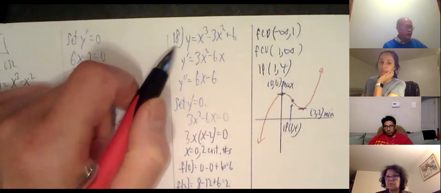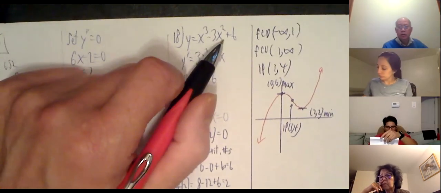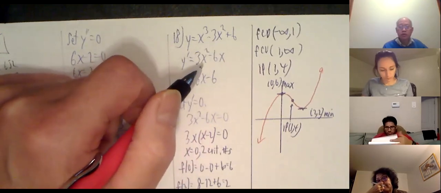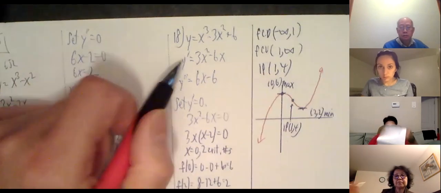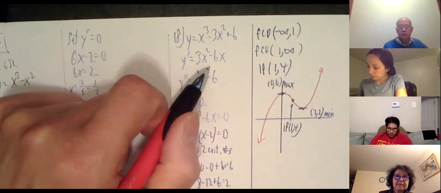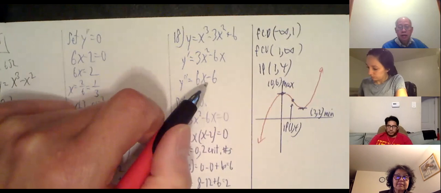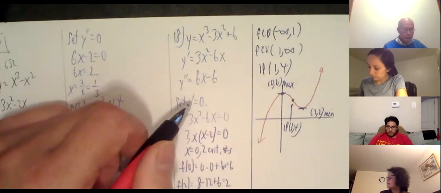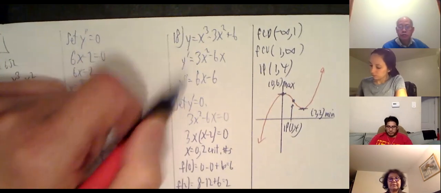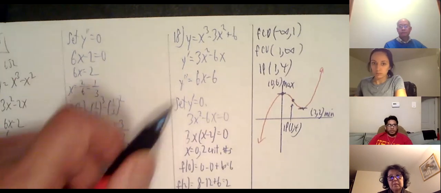Okay, 18, or I should more accurately say my 18, I'm not sure if it's yours. X cubed minus 3x squared plus 6. With these problems, you start off with 2 derivatives. What's the derivative of this? 3x squared minus 6x. And then y double prime, 6x minus 6. At least this time, I don't think I have any fractions, which is nice. So there's y prime, y double prime.